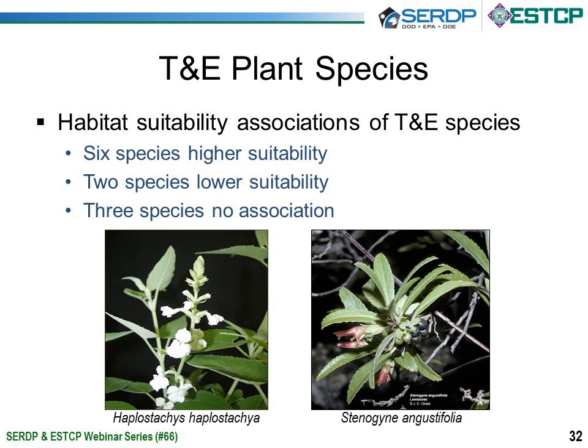What we found is there were some strong habitat suitability associations with these existing threatened and endangered species. Six species had higher suitability, two species were associated with lower suitability, and three species had no association. Our focus was really thinking about these six species that were associated with high suitability. The two species with lower suitability are also of interest, and I have some ideas for how we might utilize that information, but that might be another webinar down the line.